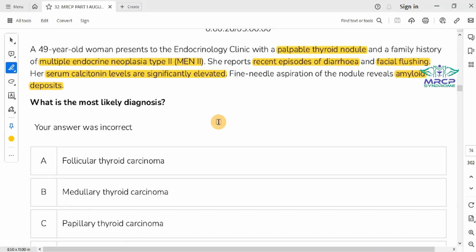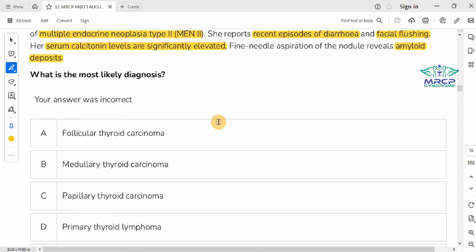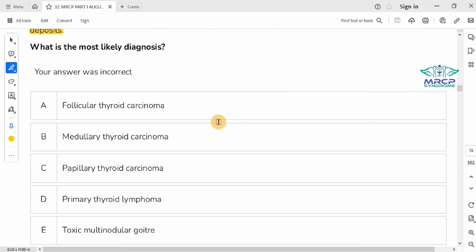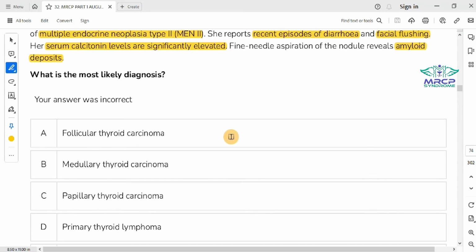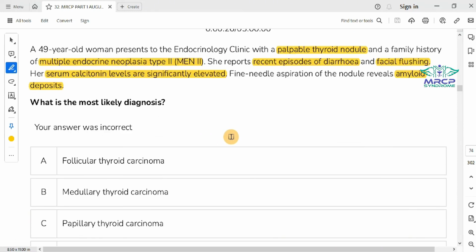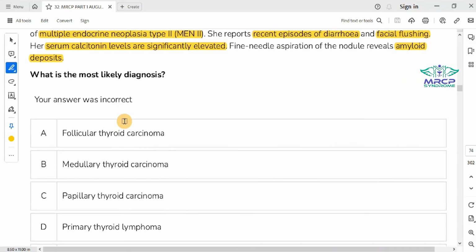Follicular thyroid carcinoma, medullary thyroid carcinoma, papillary thyroid carcinoma, primary thyroid lymphoma, or a toxic multinodular goiter. Medullary thyroid carcinoma. This is the patient with MEN type 2. So with MEN type 2, the MTC, medullary thyroid carcinoma, is more commonly associated.